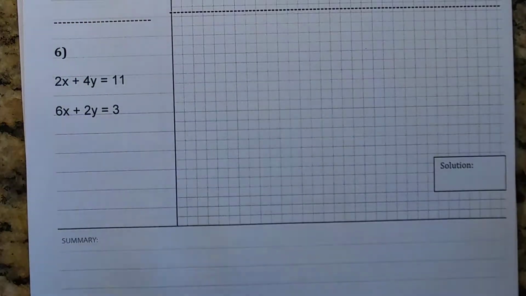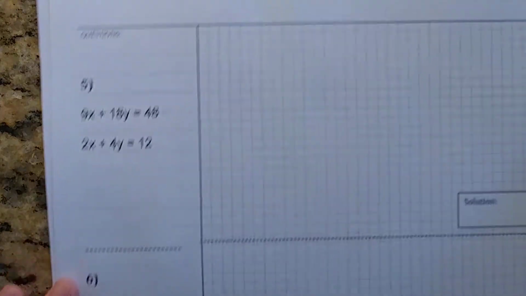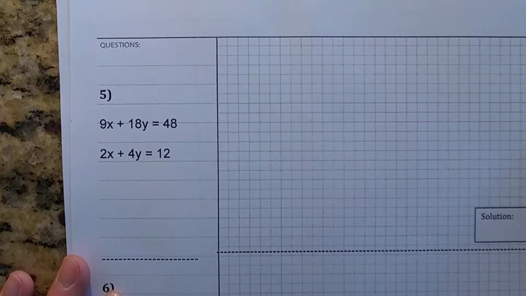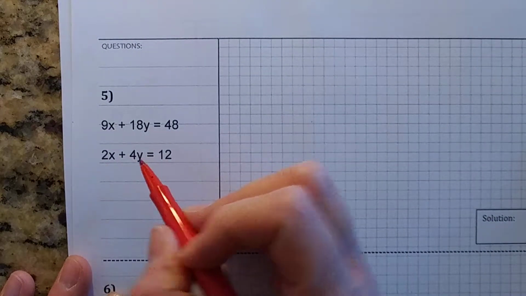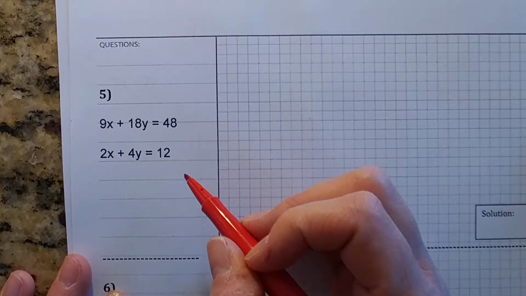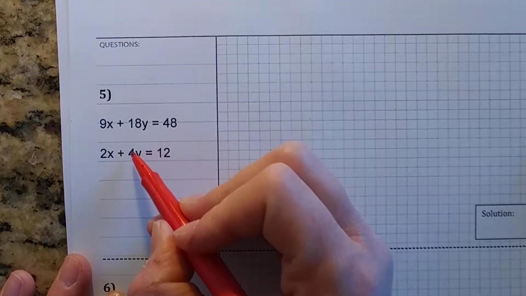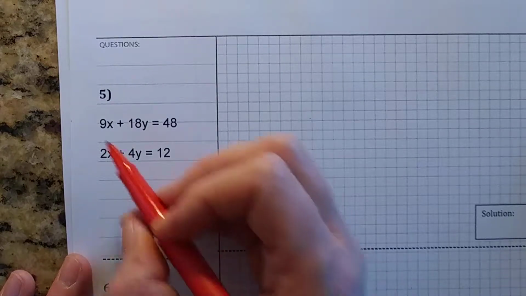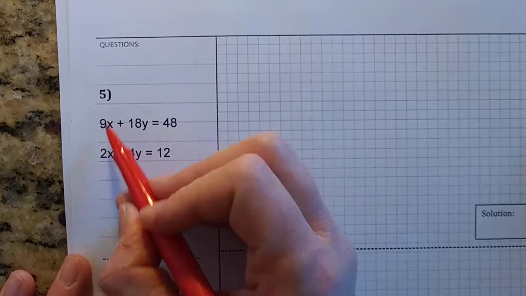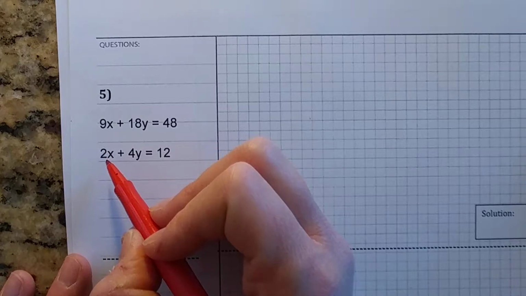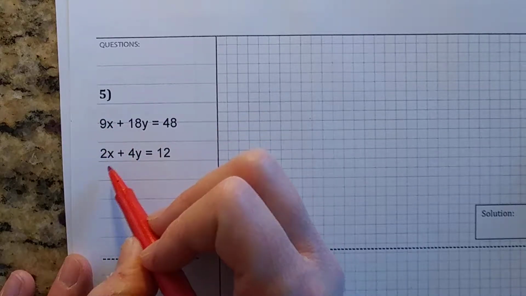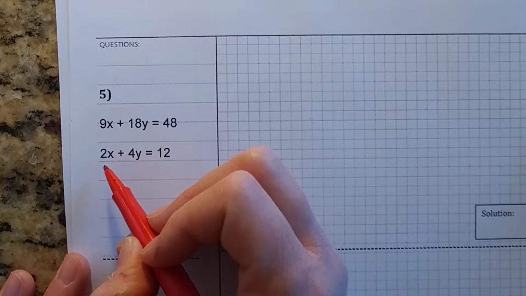Okay, number 5. Let's look at 5. Okay, get ready to add the equations together. Nothing's going to cancel here, so I'm going to have to change them. 18 and 4, 9 and 2. Do you see with the 9 and 2, I could change them both into an 18, couldn't I? If I double the 9, I make it 18. And then if I make this negative 18, I can just multiply it by negative 9.